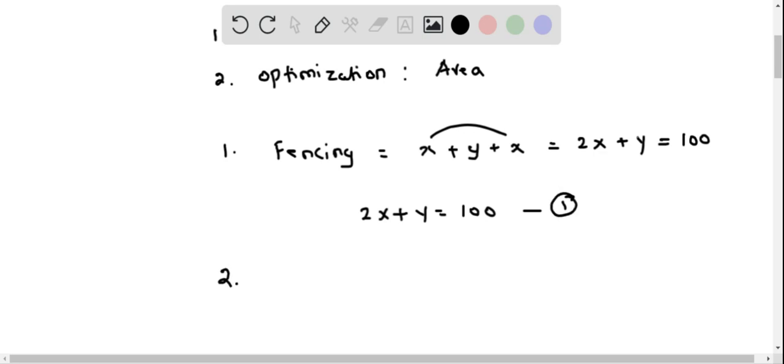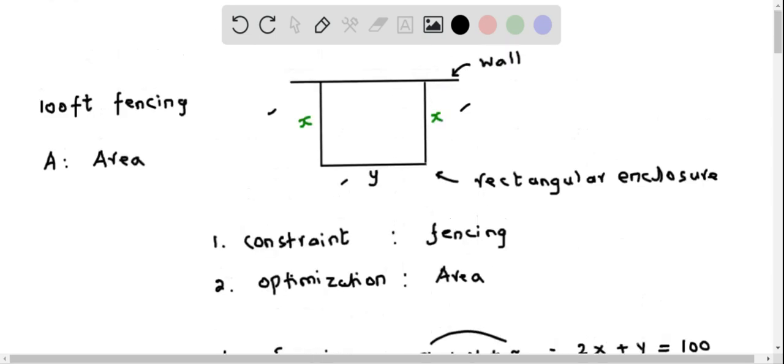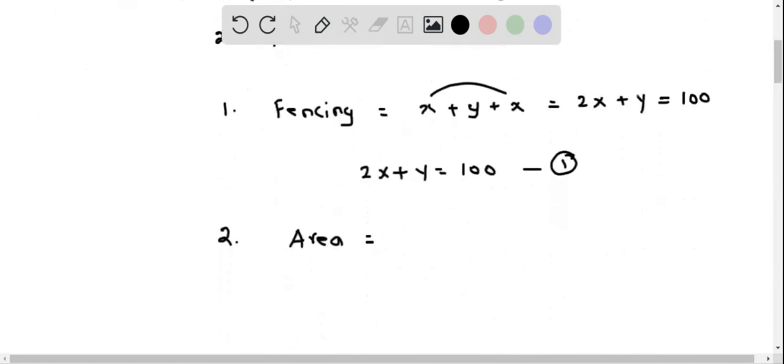Now we have to create the optimization equation using the area information. So let's write down the area of the rectangular enclosure. Area equals length times width. We see that length is y and width is x. So we can say that it is y times x, or otherwise we can also write this as x times y. Now we need this area equation in terms of one variable. So we have to replace this y using the constraint equation.